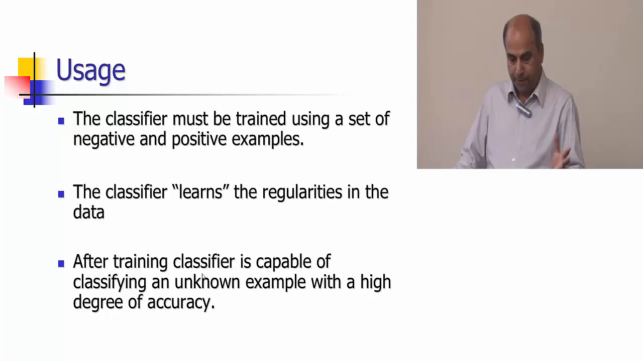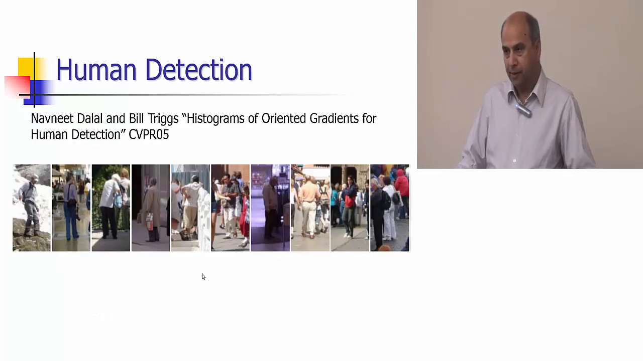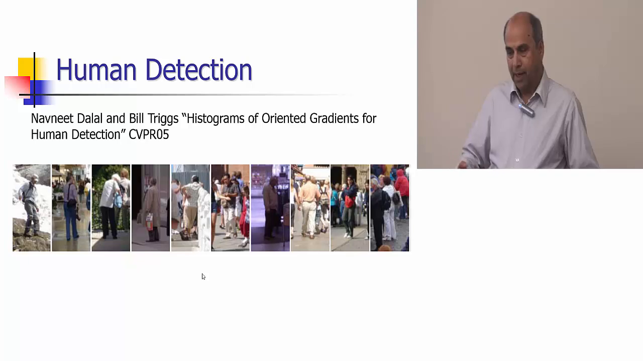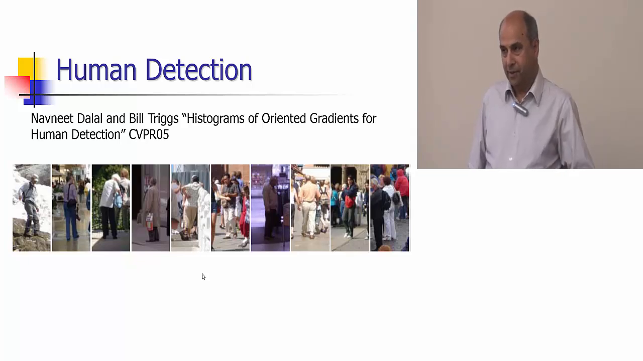The example is human detection: given a window of an image, we want to say, is there a human or not? We will get positive examples and negative examples, and we will learn a classifier. Then once it's learned, we can test it on a window where we don't know if there's a human or not. The classifier can tell us it's a human or not. So that's the idea, and that's what you're going to implement.